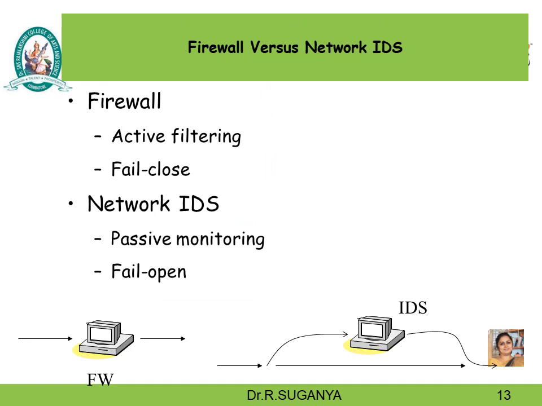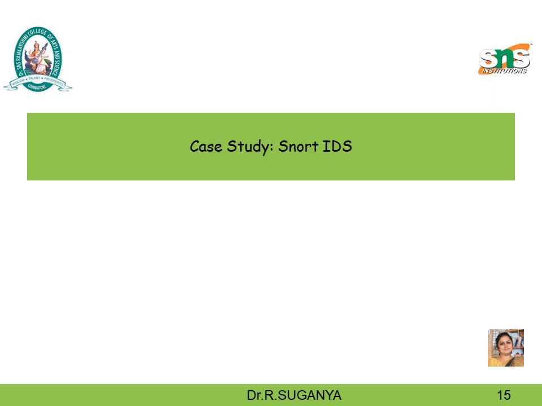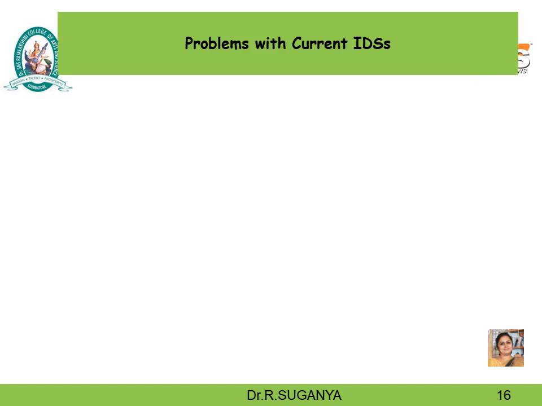Firewall versus network IDS: a firewall does active filtering and fails closed. A network IDS does passive monitoring and fails open. Requirements of network IDS: high speed, large volume monitoring, real-time notification, mechanism separate from policy, extensible, broad detection coverage, economy in resource usage, resilience to stress, and resilience to attacks upon the IDS itself. Case study for Snort IDS.